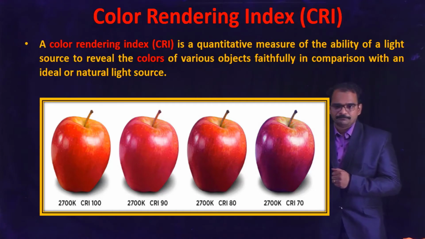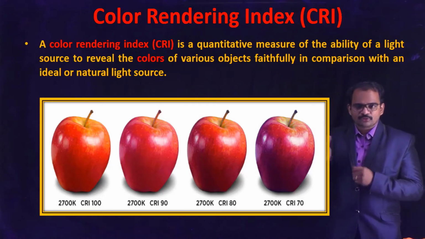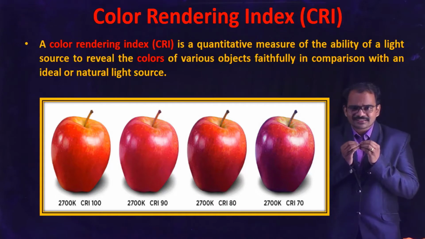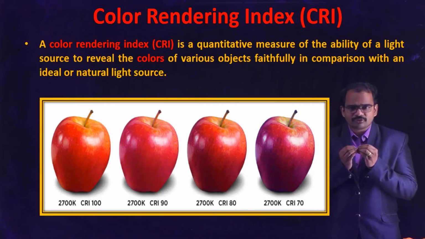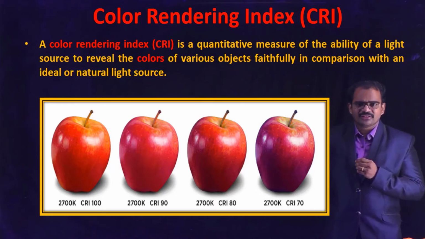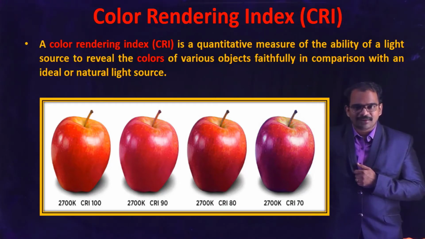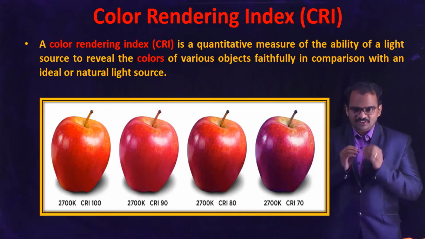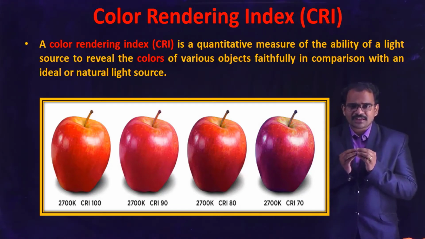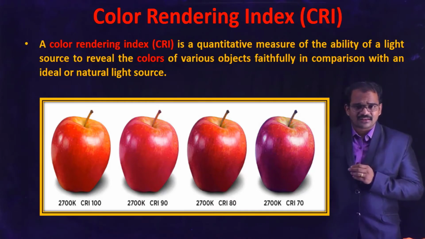So for example, you can see an apple, its original color when CRI is 100 at a color temperature of 2700 Kelvin, in the first figure. Now that is a natural color. When normal daylight or white light falls on it, the apple looks in that color. So initially, when I keep an apple under the sun or a natural daylight, I can see the color as it is in the first figure. In that case, the color rendering index is 100. That is, it is faithfully reproducing the actual color of the apple.